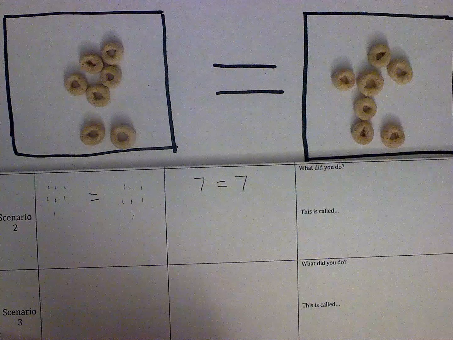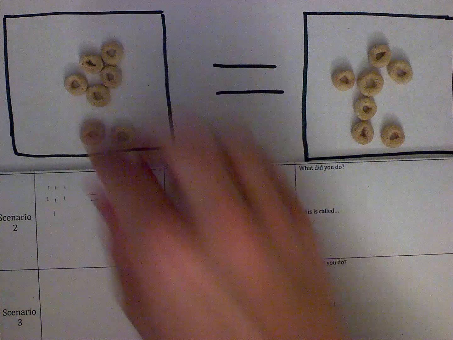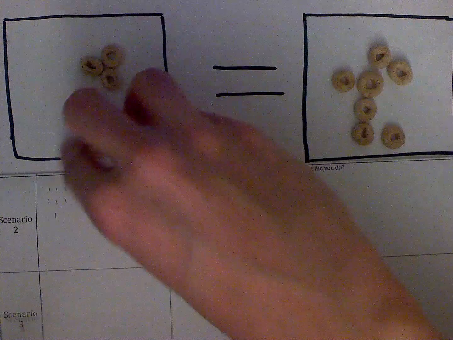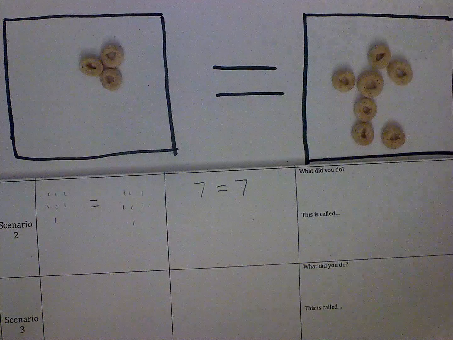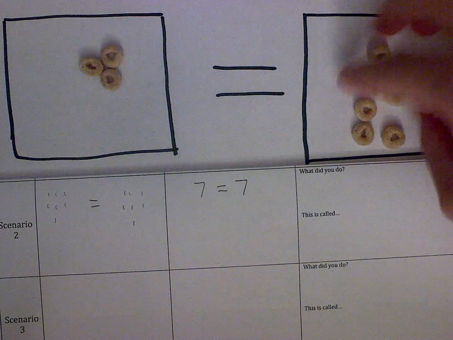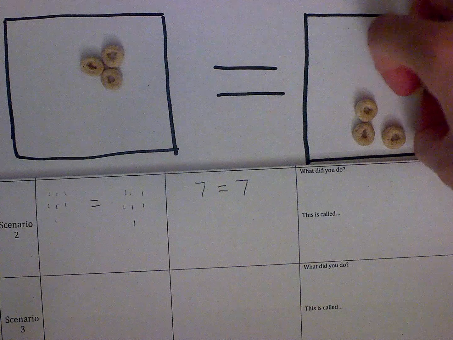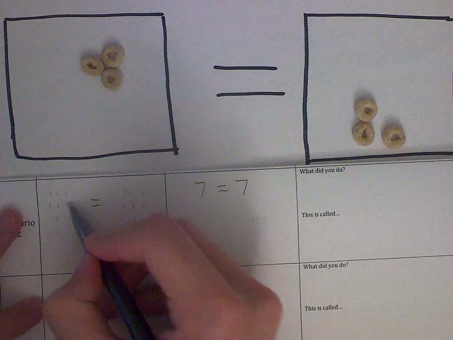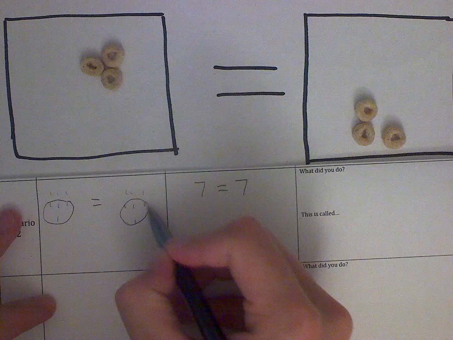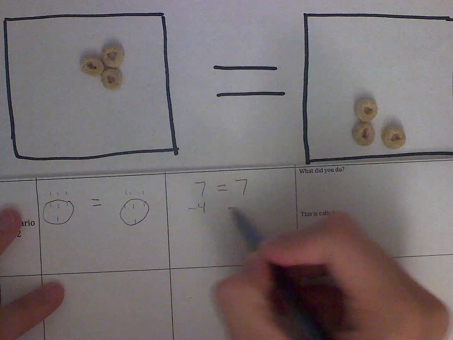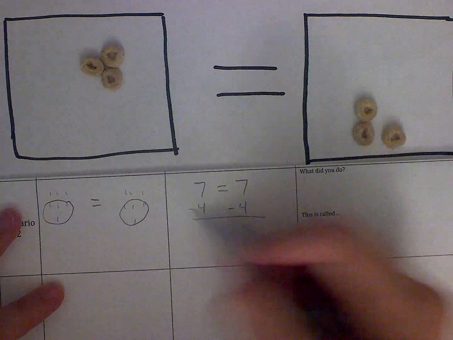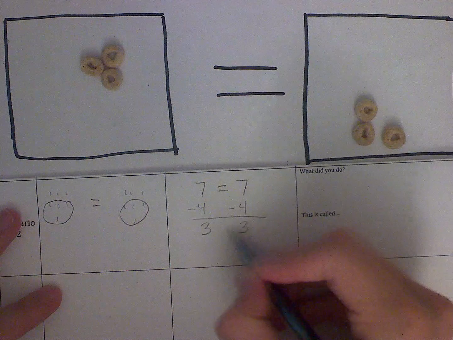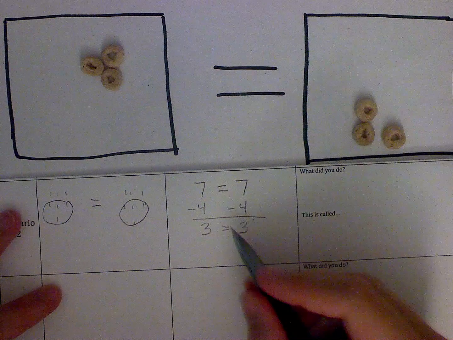So now, what if I take away 1, 2, 3, 4 Cheerios? What do I have to do on the other side? The same, of course. I'm going to take away 4. So what I did was I took away 4. And what I was left with when I took away 4 on both sides of the equation, both sides of the equal sign, is I ended up with 3. And 3 still equals 3, right? So that's still an equation.